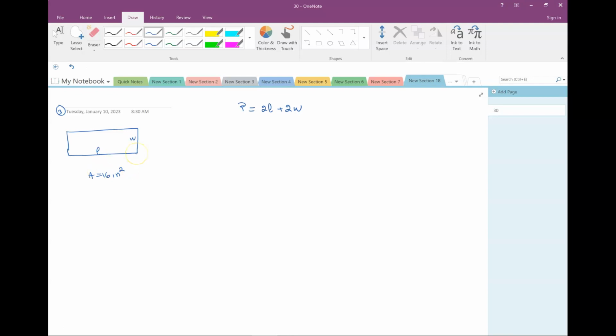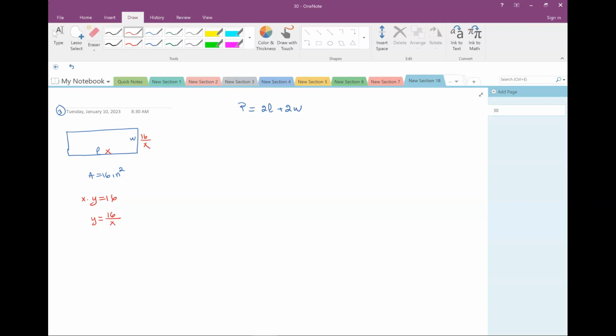So if the area is 16, how did we get the area? What did we do to get that area? Length times width, base times height, right. So suppose that's x and this is y. X times y is 16, right? So if that side is x, how much is y? 16 over x, right? So this is 16 over x. Is everybody okay with that?